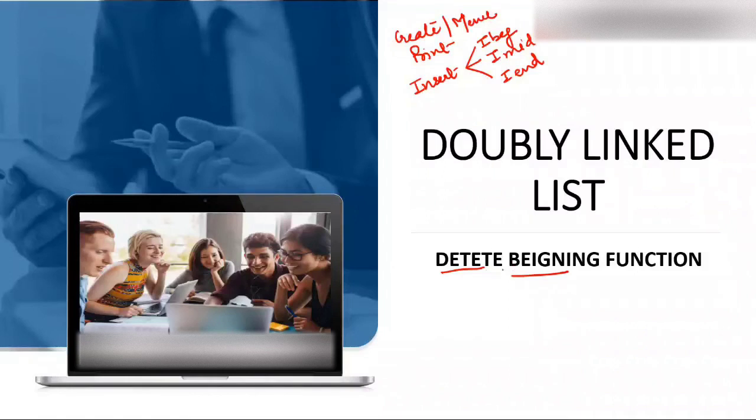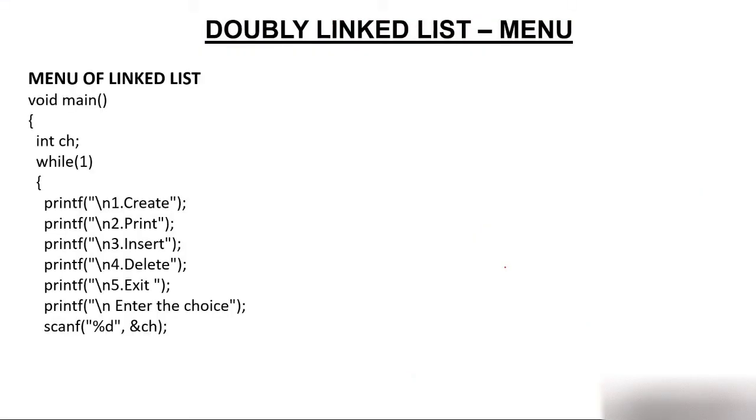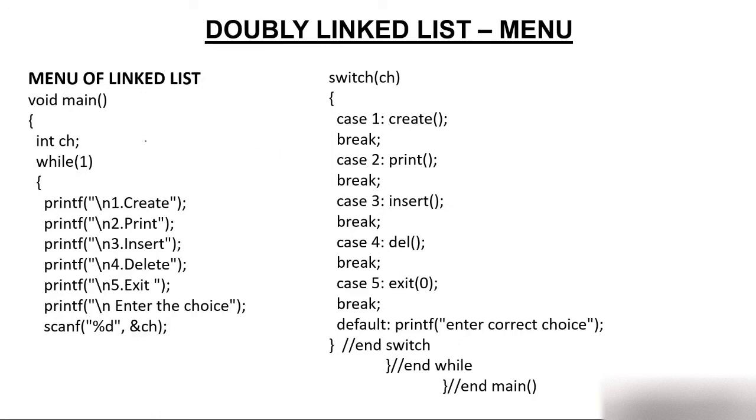Fine. So let's start with the delete beginning function. If I talk about the doubly linked list menu, we have a menu something like this. We have already seen this menu many times, but let's go through it in a faster way. In the main function, we have created an integer variable ch. While(1) means the condition is always true. If you put anything inside while other than 0, whether 100, 400, 1, 2, whatever it is, that will always become true.